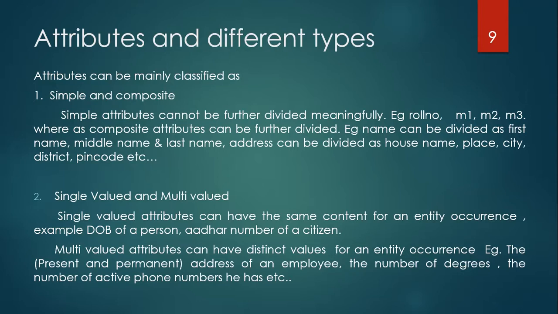The number of degrees of a person, the number of active phone numbers a particular person has. Definitely nowadays each person will have different mobile numbers connected to him, attached to him. He will have a number of active phone numbers. It is not a must that all of them should have multiple phone numbers. There is a possibility that some of the entity occurrences will have multiple phone numbers.